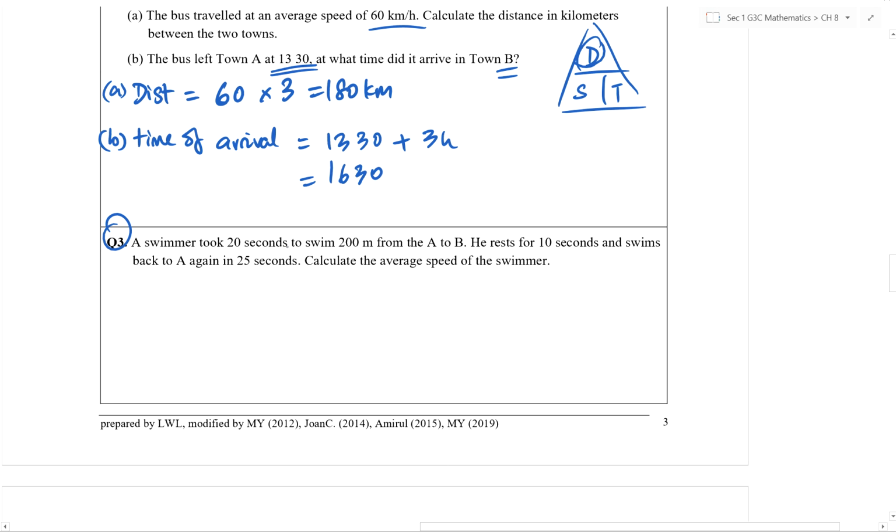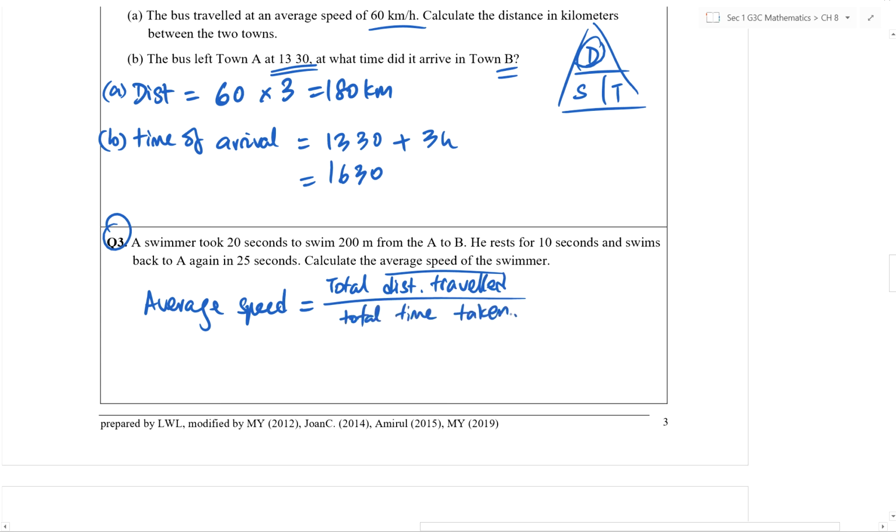A swimmer took 20 seconds to swim 200 meters from A to B. Then he got tired. He rested for 10 seconds. Then he swims back to A again, but this time he took 25 seconds. Calculate the average speed. Okay, so since we want the average speed, it is encouraged that you write down the formula: total distance traveled over total time taken. You don't have to write this, but it is a good reference.